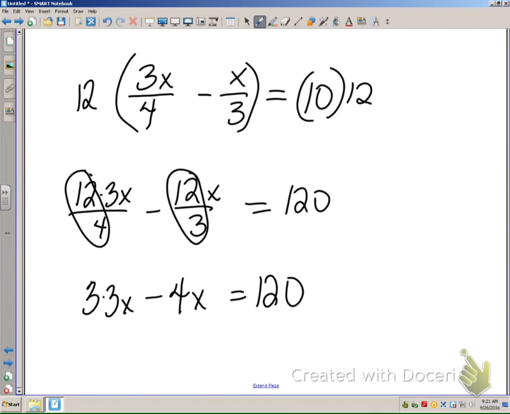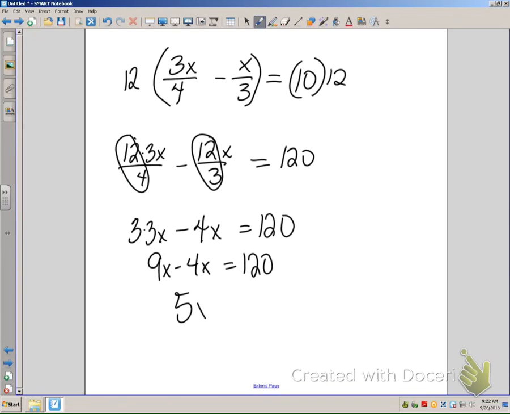3 times 3 is 9x minus 4x equals 120. So I have 5x equals 120. If I divide both sides by 5, I have x equals, what would that be, 24? So x is equal to 24.